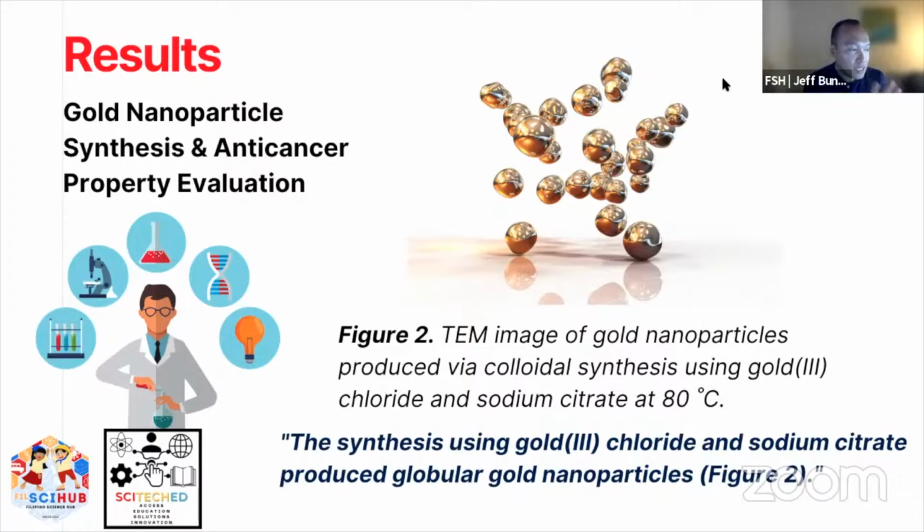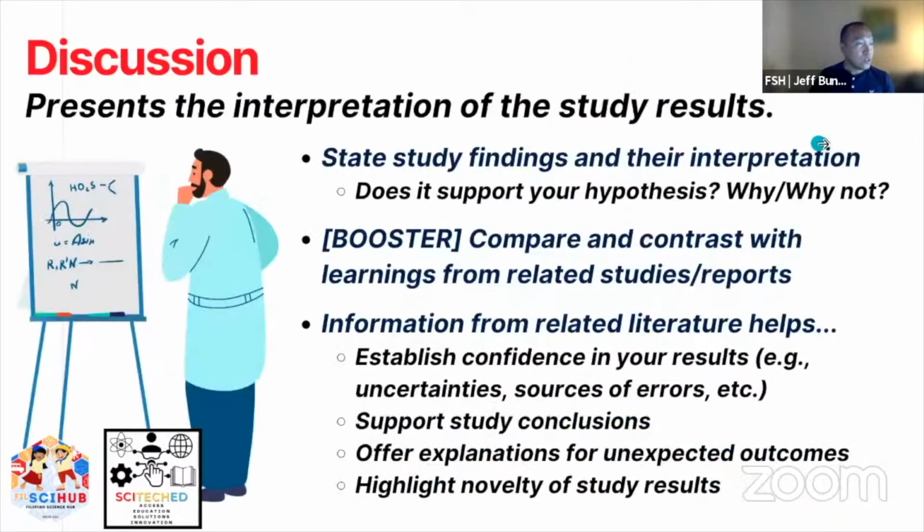So this is a screenshot, and then you can write up a blurb, just briefly describing what results you got. So the synthesis of gold, using gold chloride and sodium citrate, produces globular gold nanoparticles. So this comes from our colloidal synthesis. So usually this is what you do when the results and discussion are separate. Now, the question is, what if they are combined? Then you should merge them.